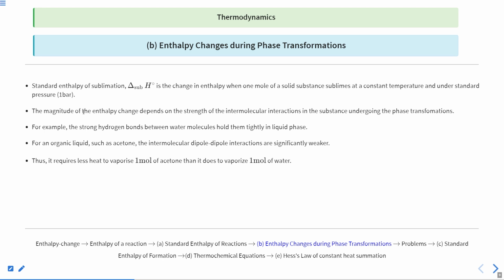The magnitude of enthalpy change depends upon the strength of the intermolecular interaction. That is a very common thing to understand: if you have to move from liquid to gaseous, or from solid to gas, you have to break the bonds, and for that energy is of course required. For example, the strong hydrogen bond between water molecules holds them tightly in the liquid phase, so to convert it into gas you have to supply more energy. For acetone, the dipole-dipole interaction is significantly weaker, so it requires a smaller amount of energy, whereas 1 mole of water takes more.